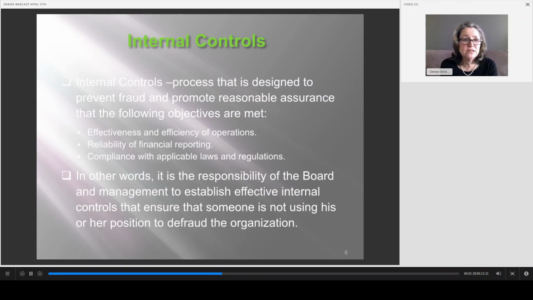So, a strong system of internal control removes the opportunity for a staff member or volunteer to defraud the organization. A strong system of internal control mitigates the risk of fraud. It also gives us reasonable assurance that we have efficient and effective operations, that our financial reporting is reliable, and that we have compliance with applicable laws and regulations. Next slide.